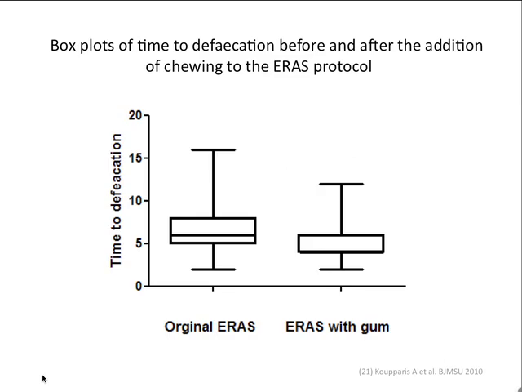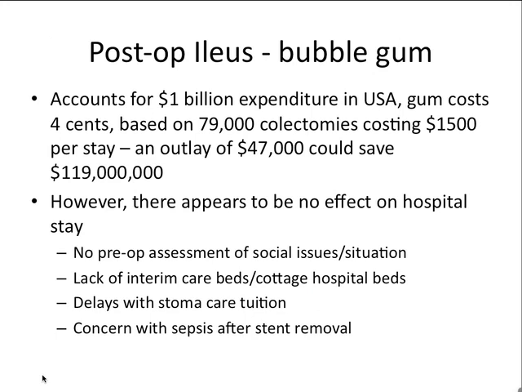So we added it to our ERAS protocol, and we looked at the time to return of bowel function as signified by the first defecation. And you can see from the box plots there was a 2-day reduction, or bowel function returned 2 days earlier in the patients who were treated with chewing gum. So in terms of an economic impact, again, there's been a lot of data from colorectal surgery.